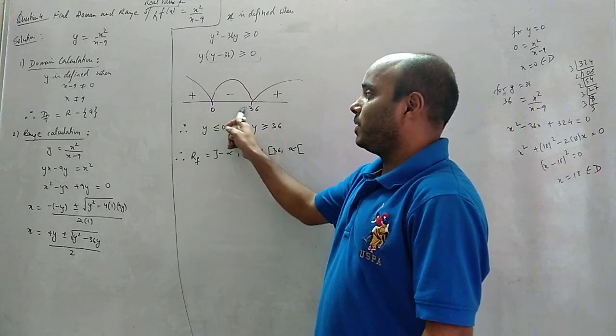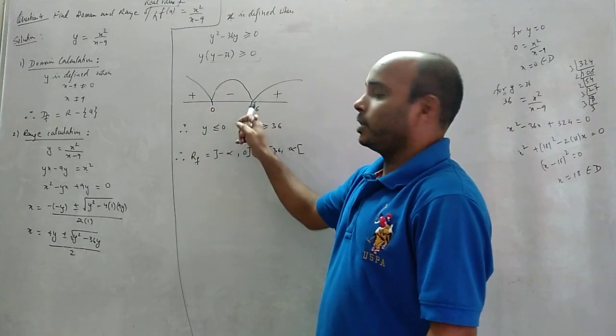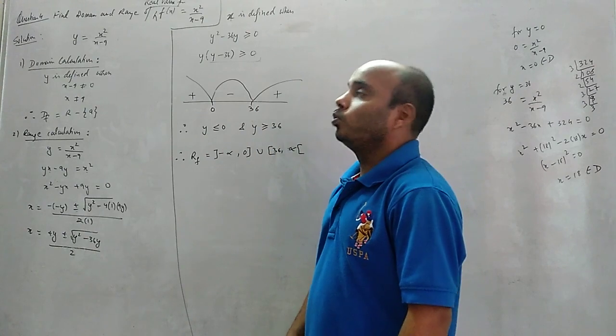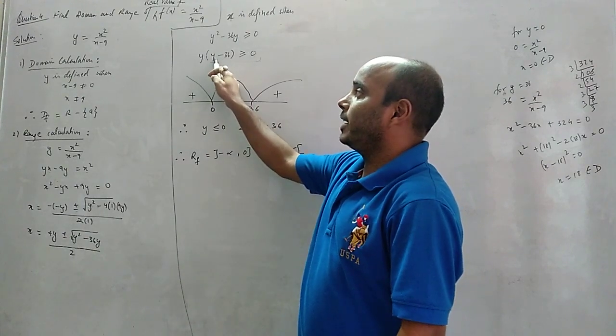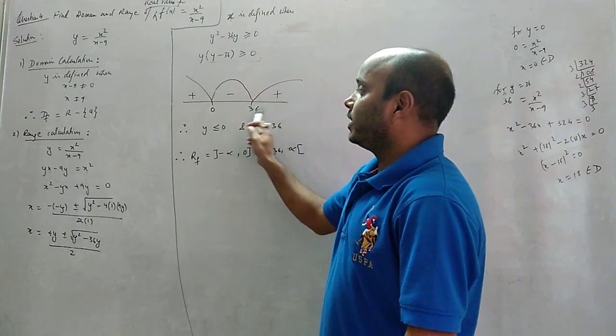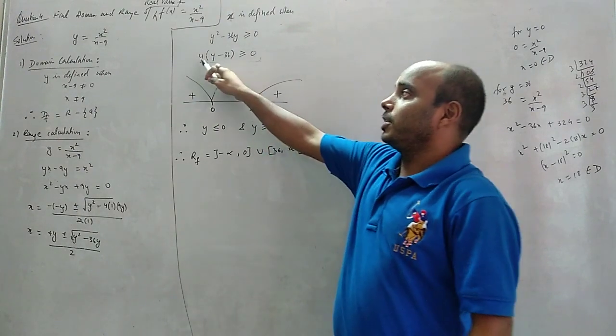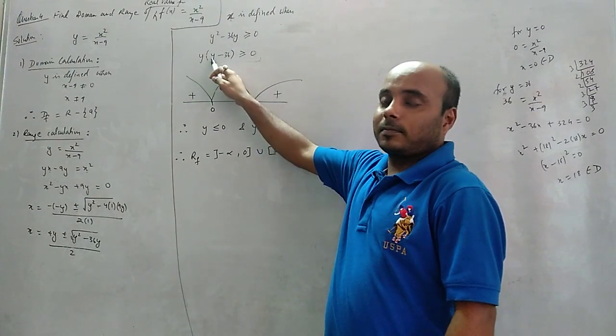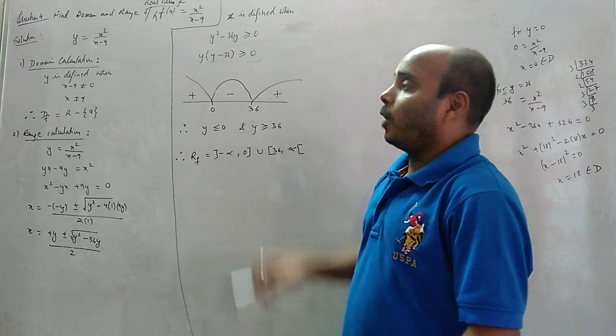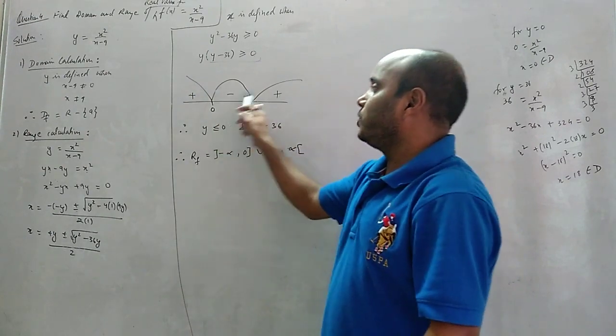Now substitute in the place of y any number between 0 and 36. Let's take 1 or 2. 2 minus 36. Negative into positive. Negative. Greater than 36, any number. 37. 37 minus 36. Positive. Now, out of these three regions, which region will I take?